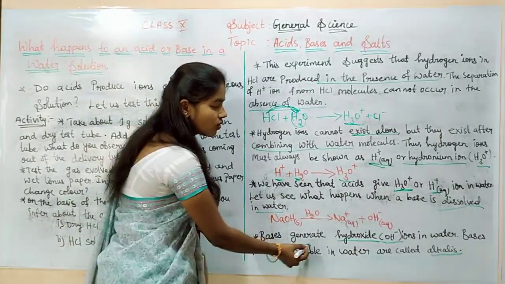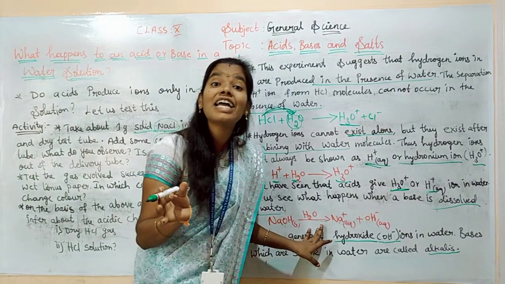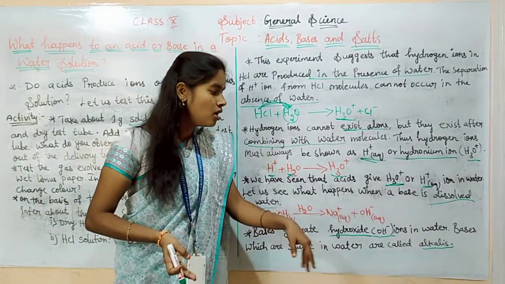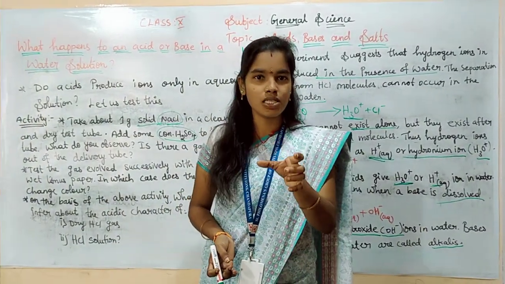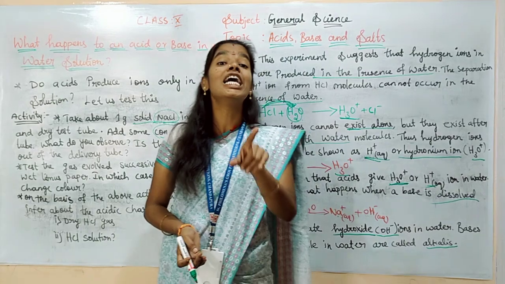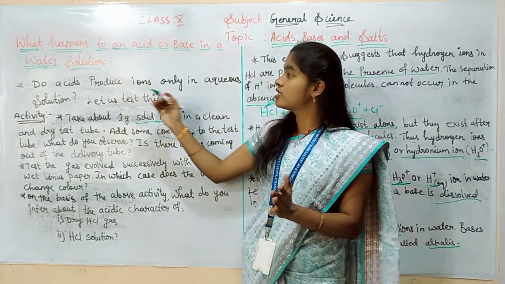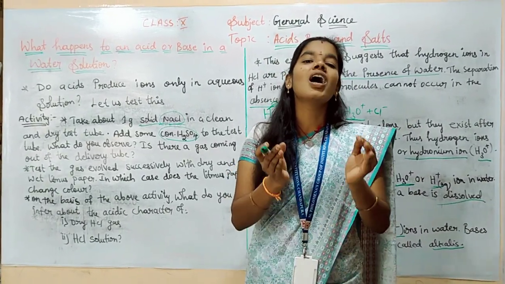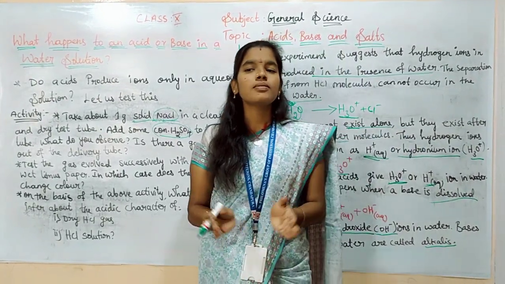Bases generate hydroxide ions in water. Acids generate hydrogen ions in water. Bases which are soluble in water are called alkalis. Okay, so we have discussed: do acids produce ions only in aqueous solution? Yes, they produce ions only in aqueous solution, either acid or base.